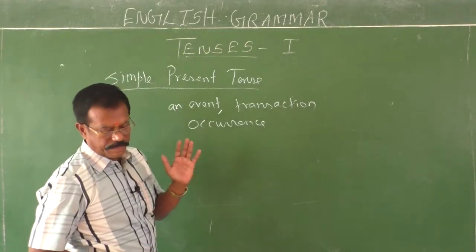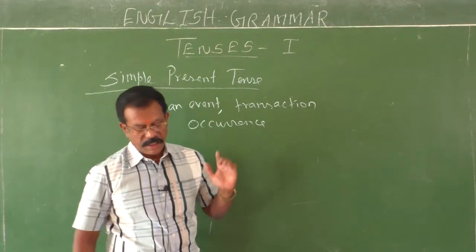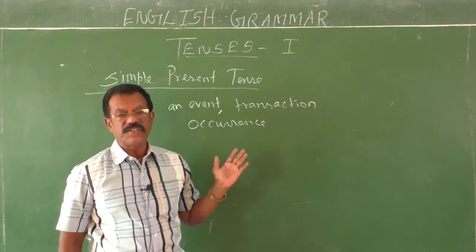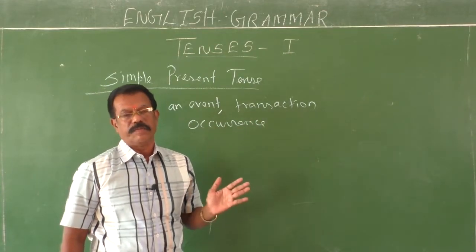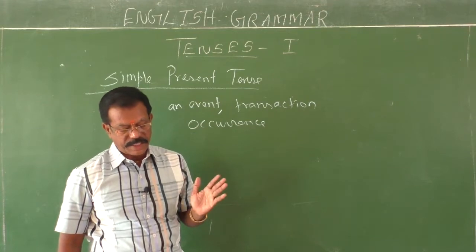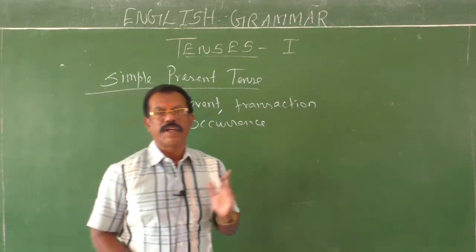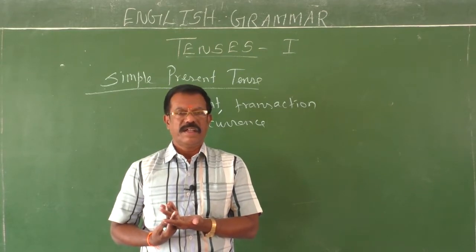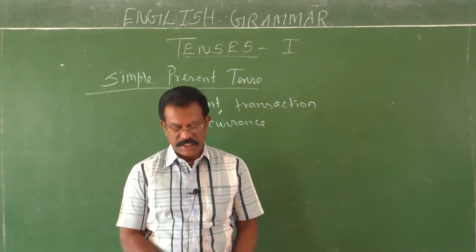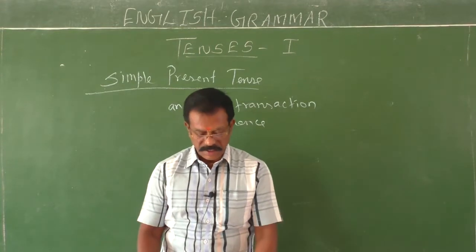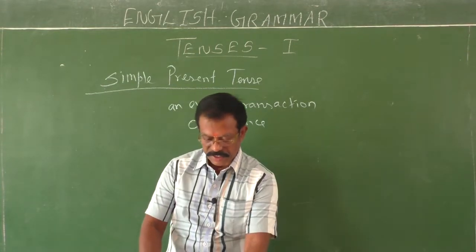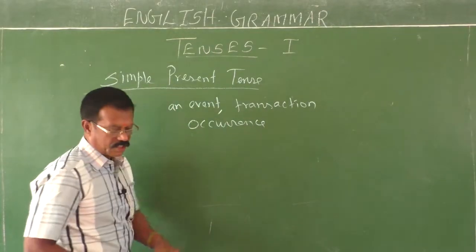So, present tense refers to an event, transaction or occurrence which is happening now, or an object that currently exists. Okay, fine. So, where can we use this present tense? What are all the keywords associated with this present tense? Next, I will give you a list of keywords which are associated with this present tense. It will help you to understand the tense as well.